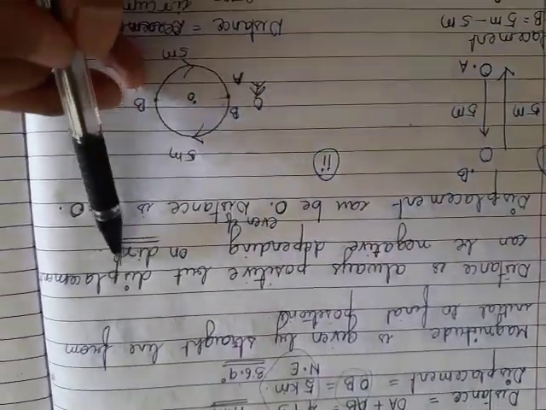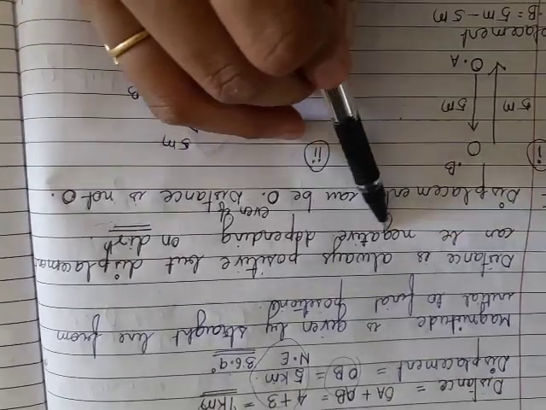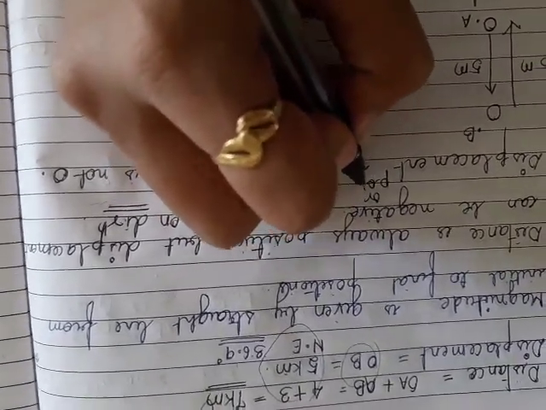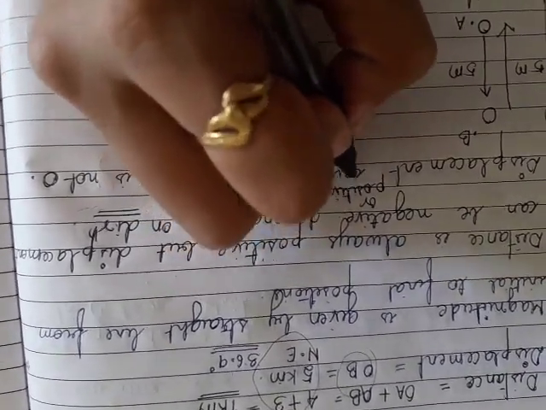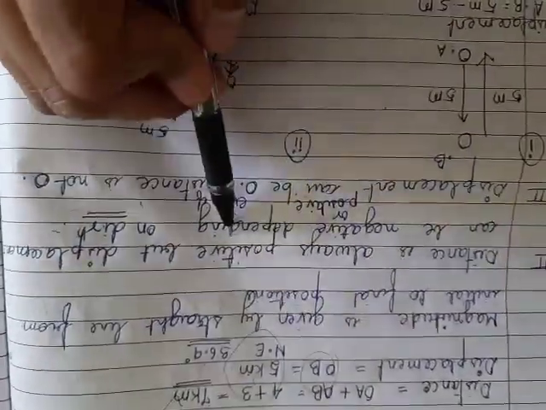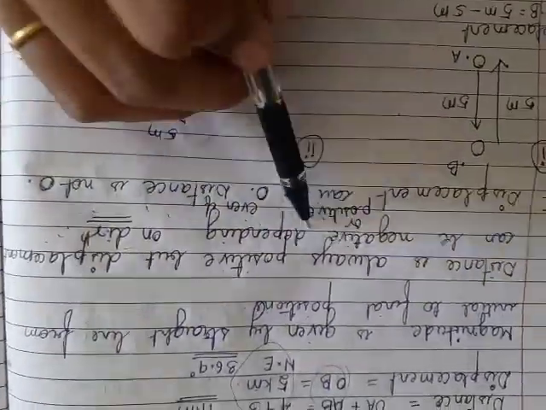So depending upon the direction of the body, it can be negative or positive. Is it okay? It can be negative also, or it can be positive also. So distance is always positive, but displacement can be negative or positive depending on the direction.